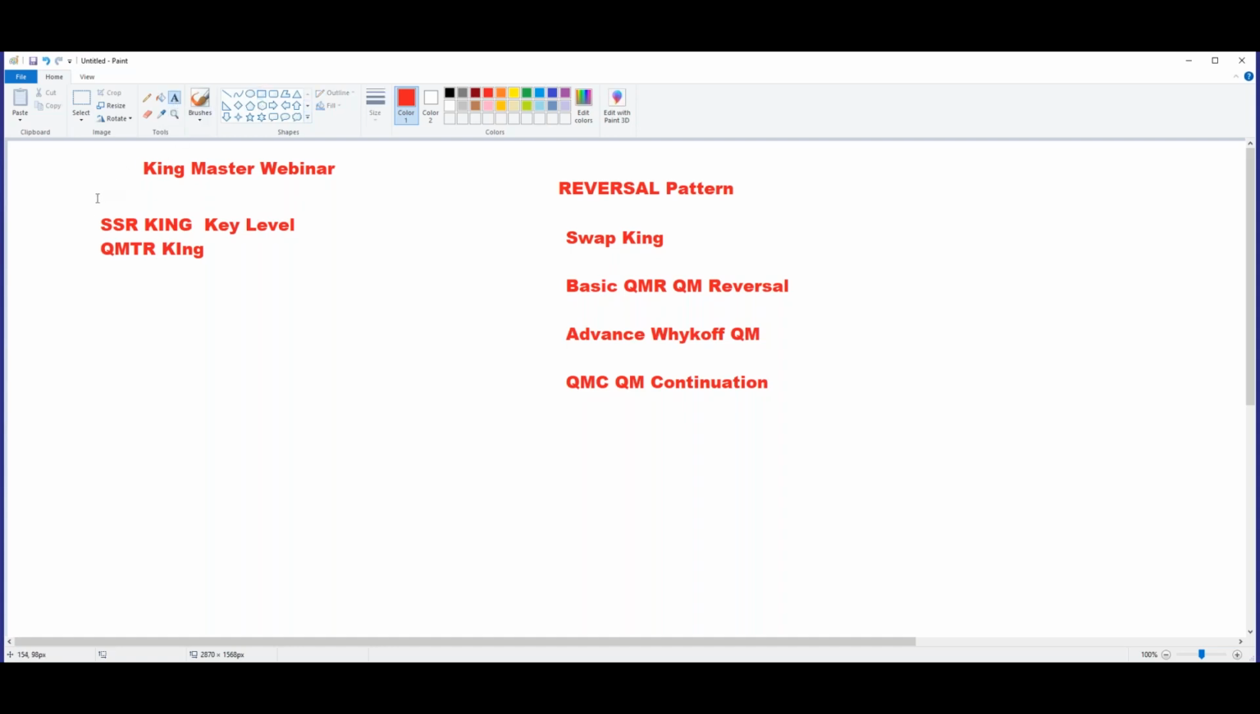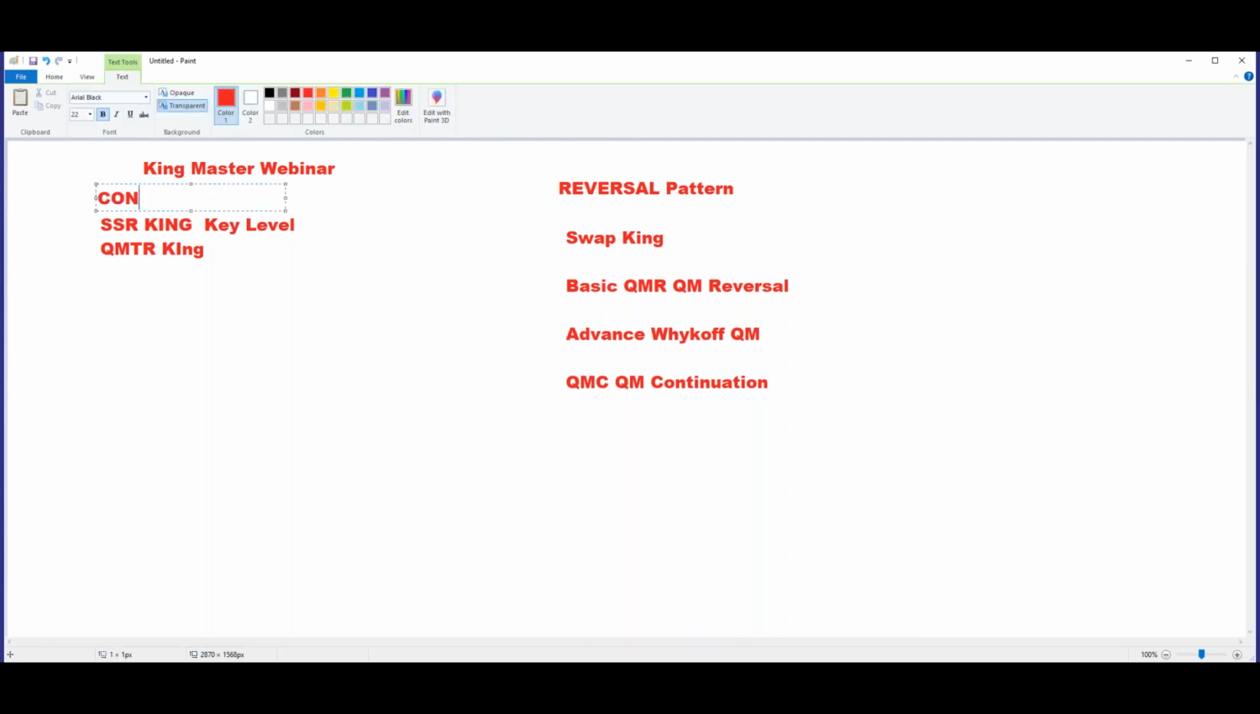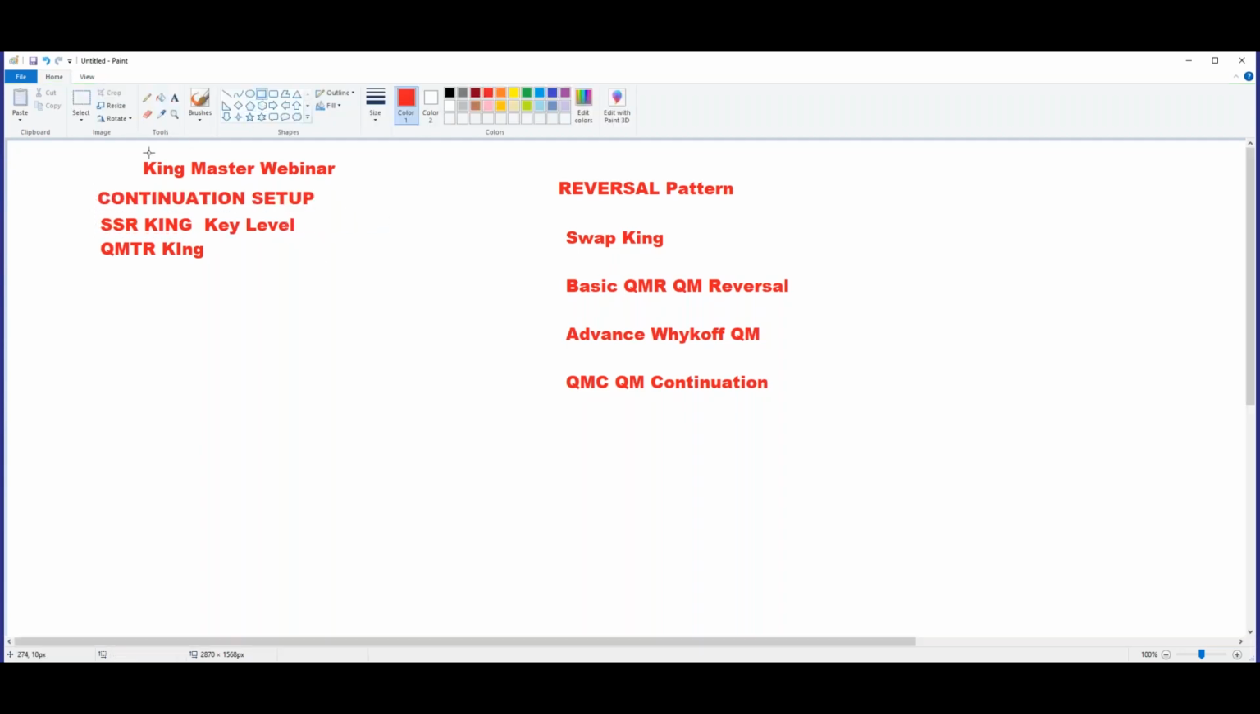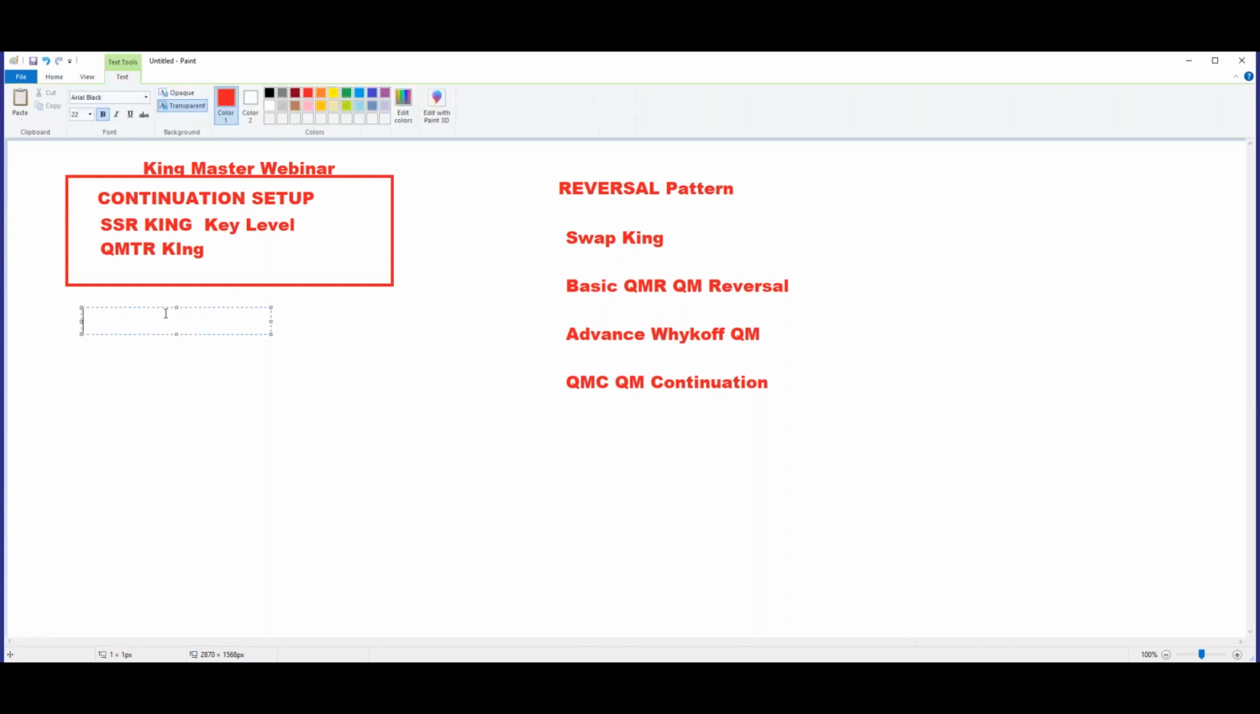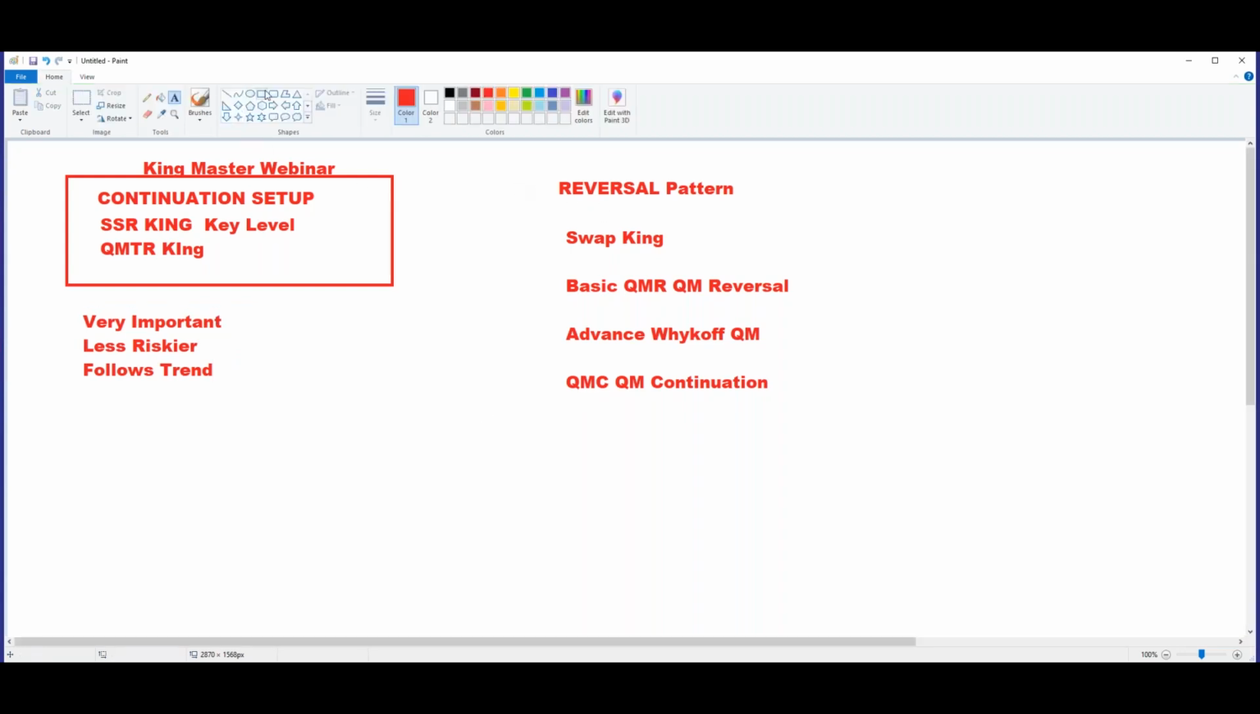Right here, this is the continuation setup, where we have SSR King and QMTR King, which is very, very important, and it is safer and less risky because it follows the trend. This is the reversal pattern.